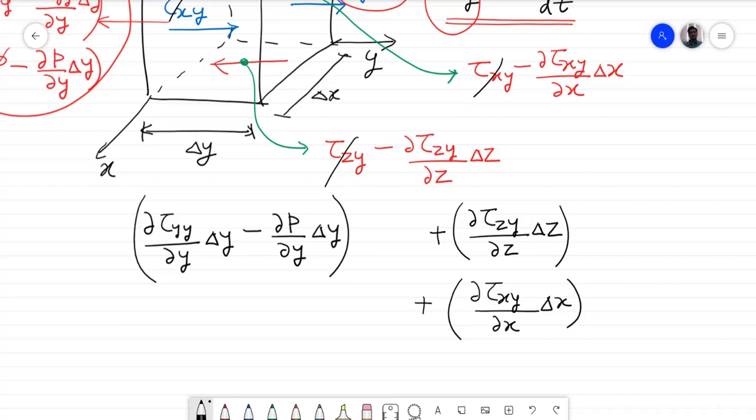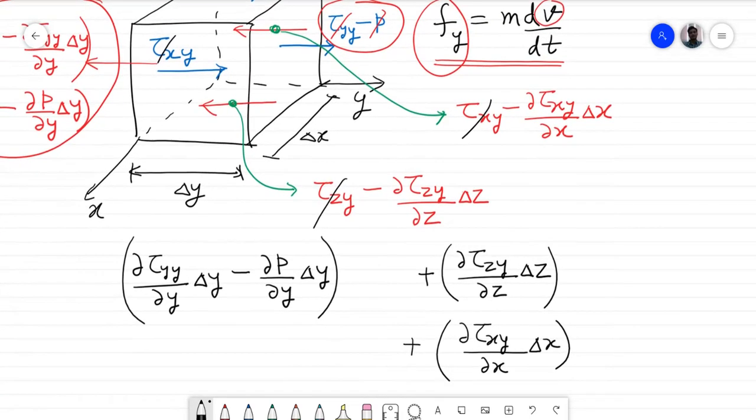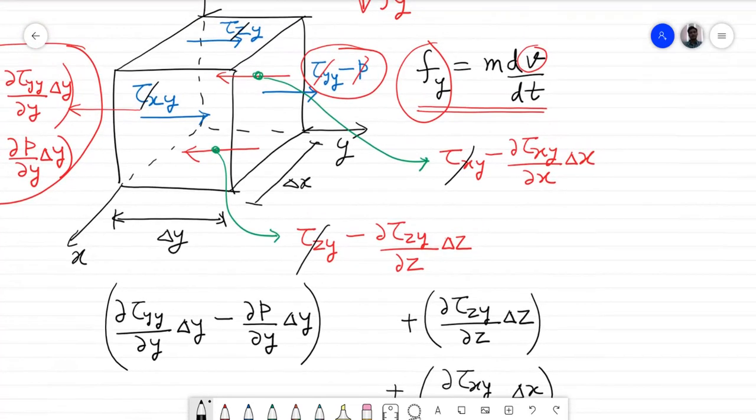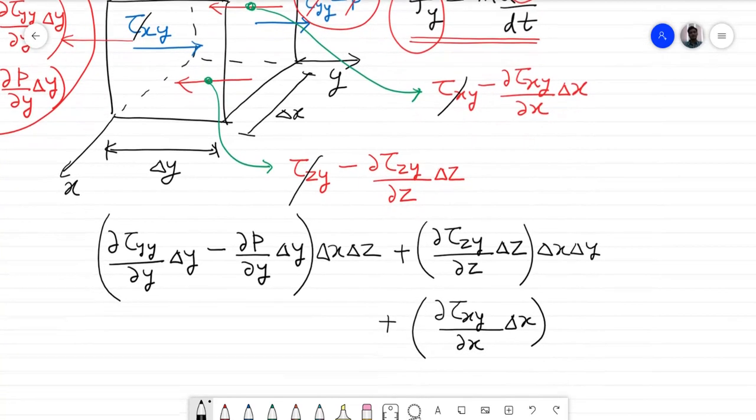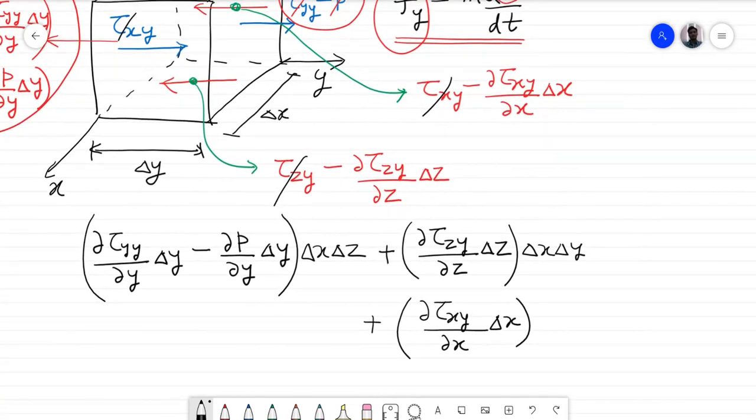All right, now let us multiply by the surface areas so that we get the balance of forces. These are just forces per unit area. So for the normal stress, the area that we are talking about is delta x delta z. For this component, that is the top face, the area is delta x delta y. For the side face, that is the front and back faces, where tau xy is acting, the area is delta y delta z.